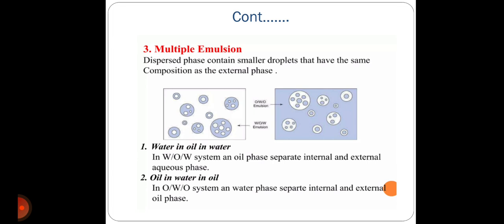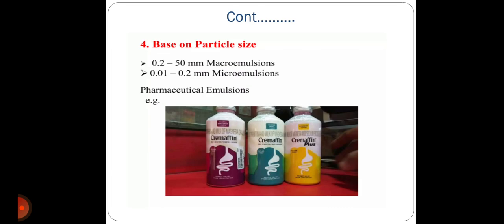First one is water in oil in water, that is the W by O by W system, and the oil phase separates the internal and external aqueous phase. Second is oil in water in oil, that is the O by W by O system, and the water phase separates the internal and external oil phase. Based upon the particle size, 0.2 to 15 micron is macro emulsion, 0.01 to 0.2 micron is micro emulsion, that is the pharmaceutical emulsion.